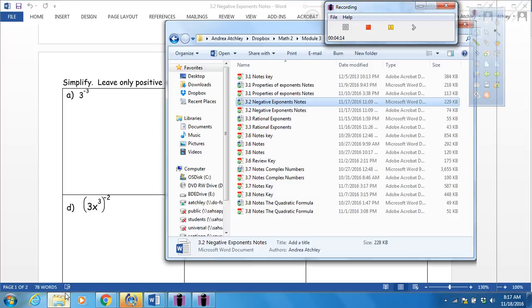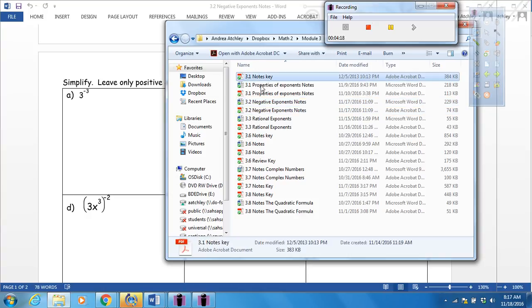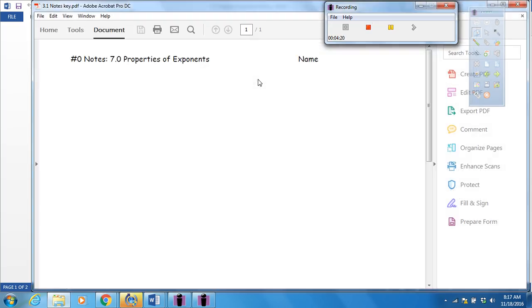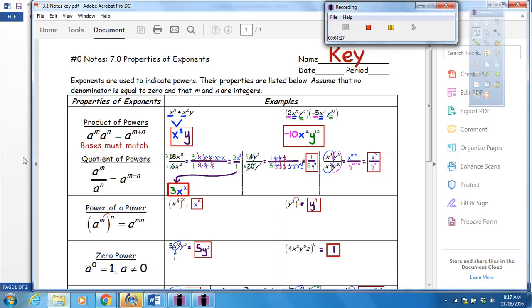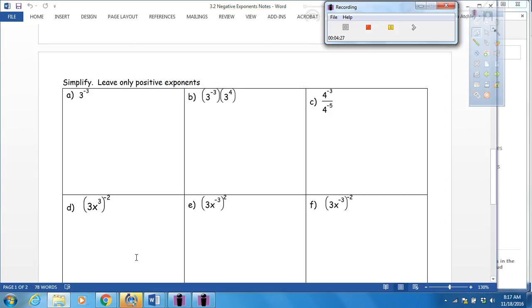Okay, we kind of need to review our rules of our powers, right? Because we're going to use some of our properties of exponents too. Okay. So everyone tries those first 3 on their own.